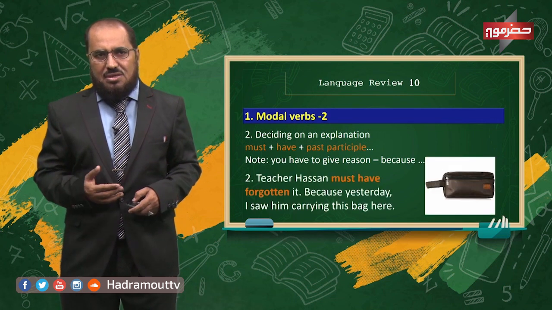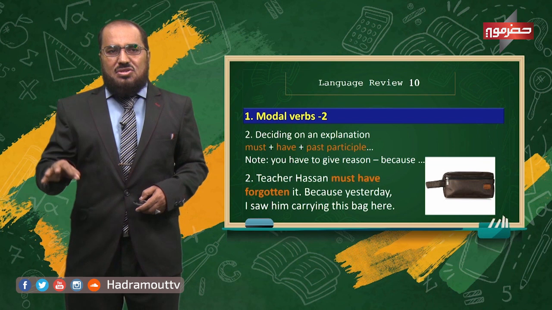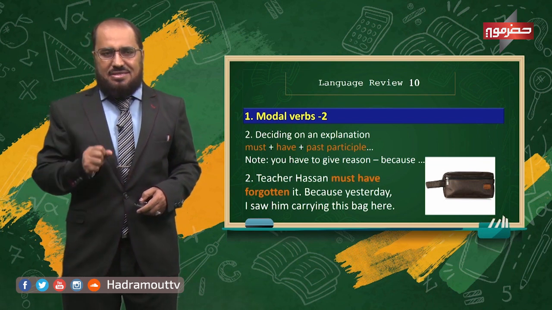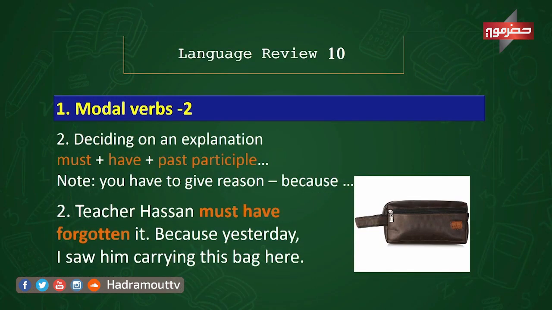Example. Teacher Hassan must have forgotten it. Here you are sure. Teacher Hassan must have forgotten it because yesterday I saw him carrying this bag here. Okay? This is for Teacher Hassan. Teacher Hassan must have forgotten it because yesterday I saw him carrying this bag here.